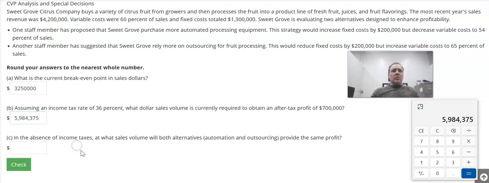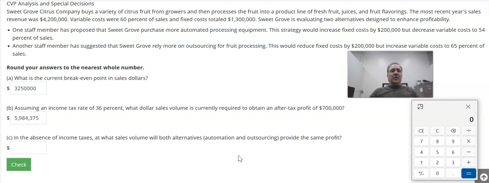Okay, so we should be good on the B requirement. Make sure that you get those steps jotted down on a piece of paper, because we did a few things there. And then it says in the absence of income taxes, so we're not going to deal with income taxes at all here. It says at what sales volume will both alternatives, automation and outsourcing, provide the same profit?